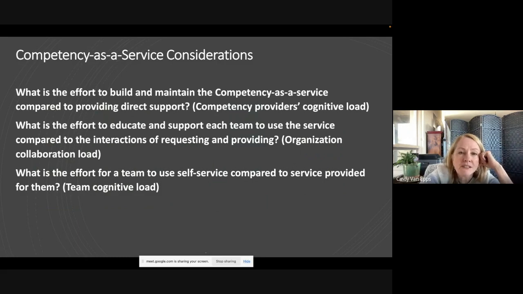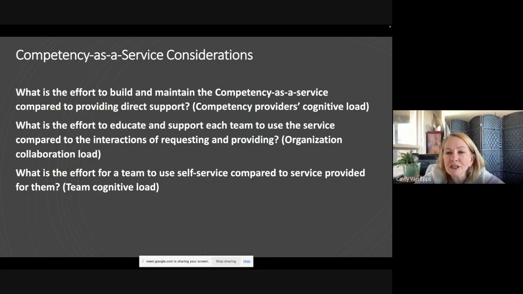If I'm looking at competency as a service, I have to think about the economic parameters. What's the effort to build and maintain it compared to the economics of providing direct support? And this is where we get into the term cognitive load. The Team Topologies guys use this term prolifically throughout their book. And that's, how much information do I have to have in my head at a single point in time, to be able to reach out and grab and put together the different parts of that at a given time.